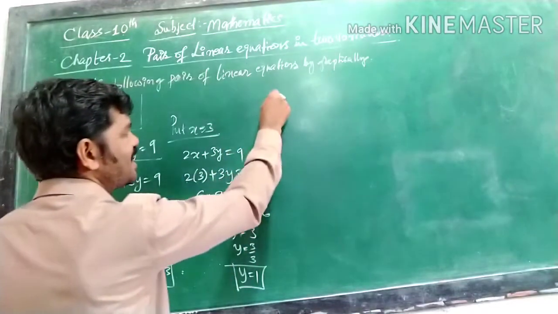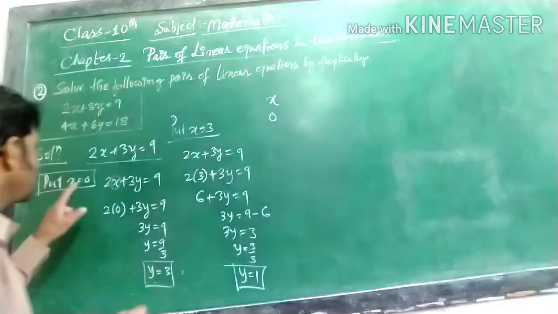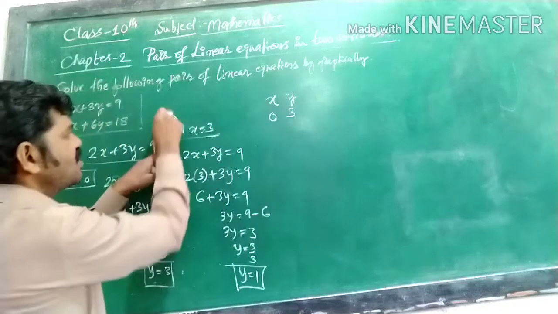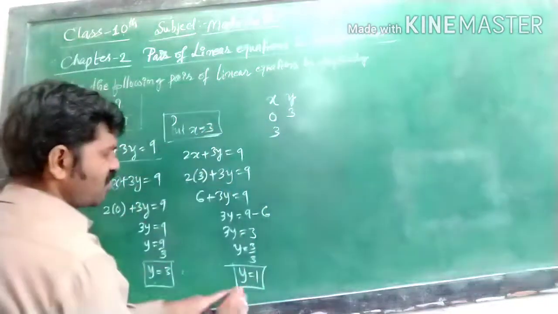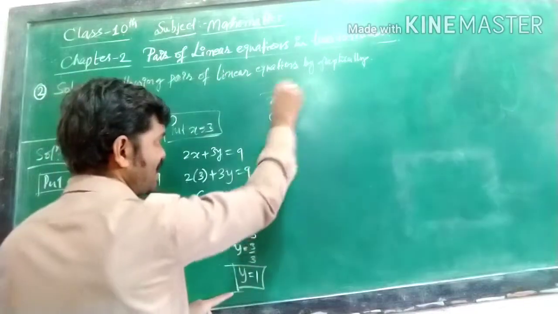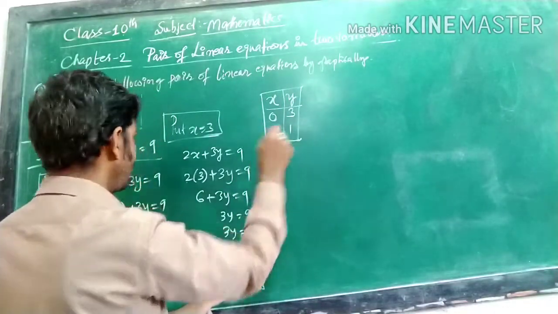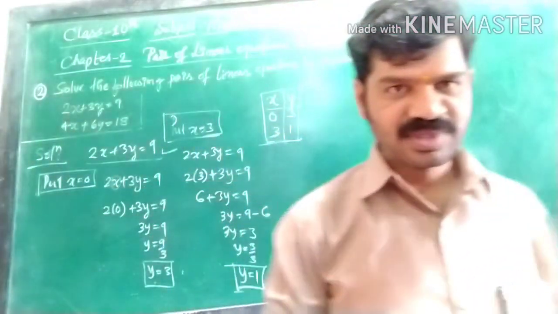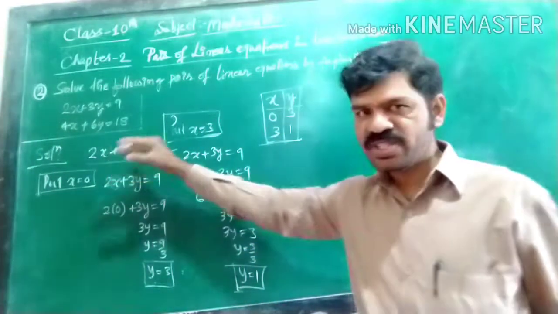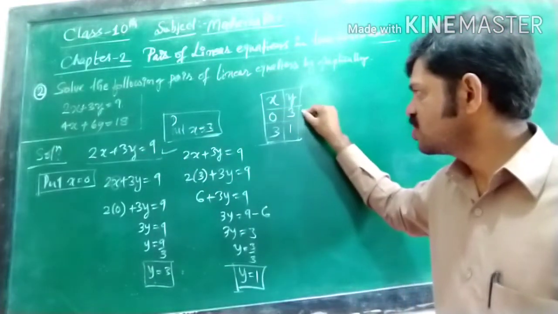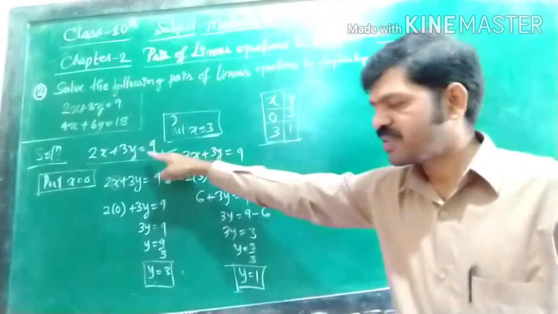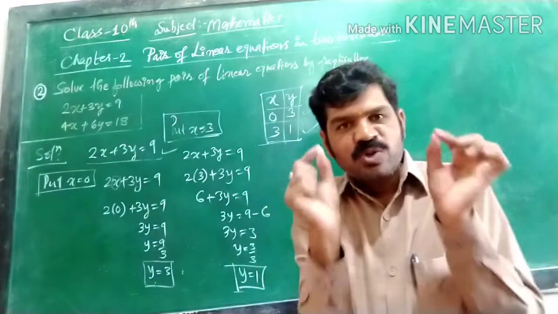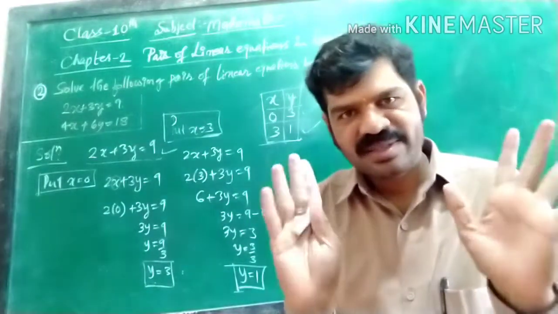So what we have seen here is, when x is equal to 0 is given, we obtain y is equal to 3. When x is equal to 3 is given, we obtain y is equal to 1. We have tabulated the x and y values here. This is for 2x plus 3y is equal to 9. For this equation, x and y, that is 0, 3, is one point. For the same equation, x and y, 3 and 1, is another point. By using these two points we can draw a line, that's all.